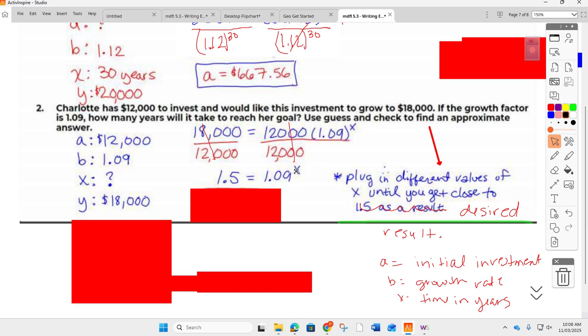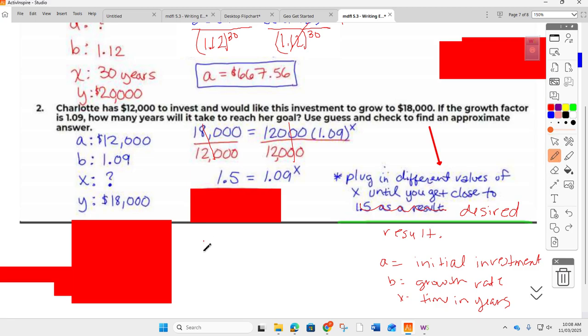So this is where the guess and check comes in. I'm going to switch this around because I don't like it that way. I'm going to do 1.09 to the x equals 1.5, and this is where the guess and check comes in. So let's start with 2. Let's replace x with 2. So 1.09 to the second power. We're going to do that on our calculator and see what that is.